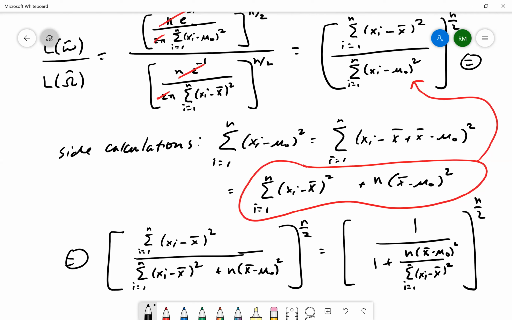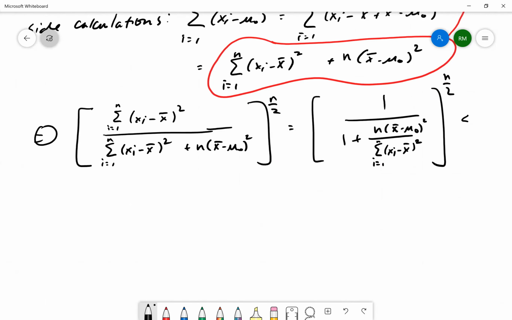Okay, so you're probably wondering, why on earth do we do that? That looks terrible. How could that possibly be any better? Well, we know that this thing on the right is less than or equal to k. So let's take the natural log of both sides and start solving for what we need to solve for. So take the natural log of both sides and divide by n over 2.